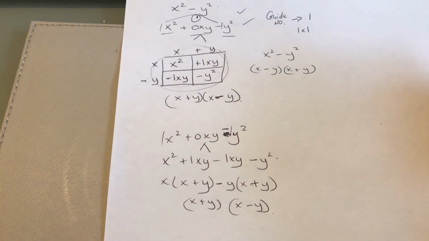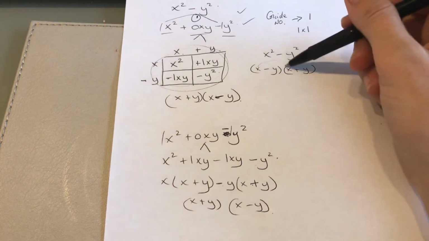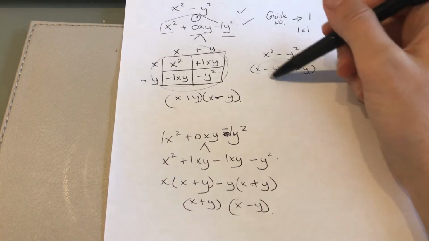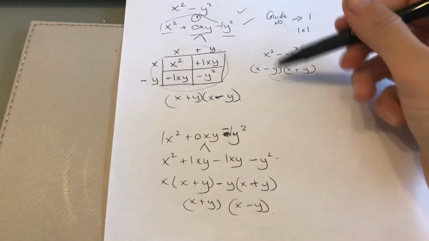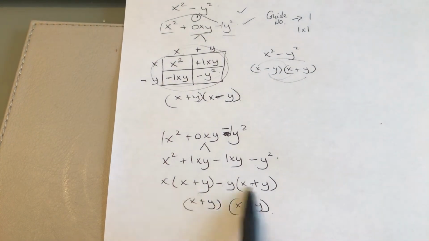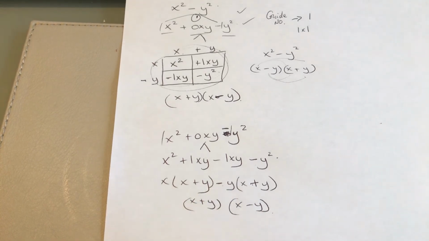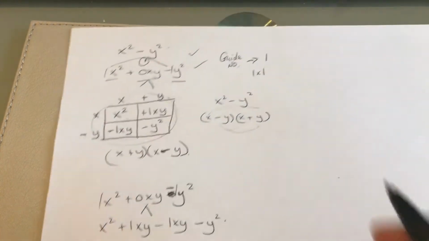Always up to yourself, but everything in maths makes sense. And if you want to check if you're right or wrong, you could multiply out your answers. But I definitely know I'm right here. Even by doing this method, I can see my two factors match. So x plus y is one factor, and whatever is left is the other factor. So that's the difference of two squares.